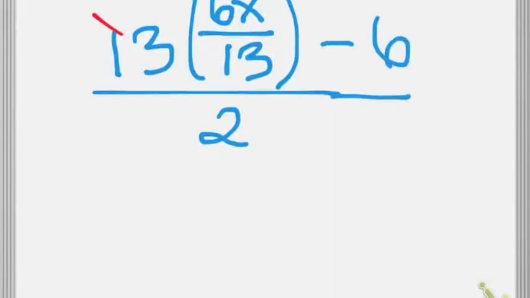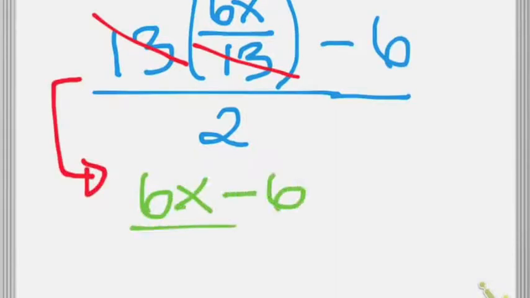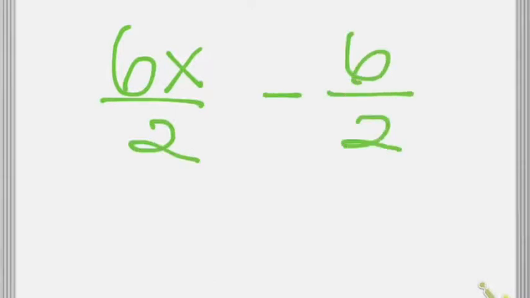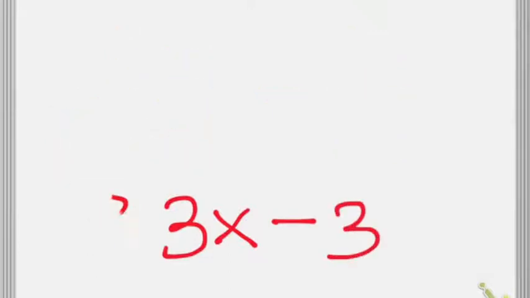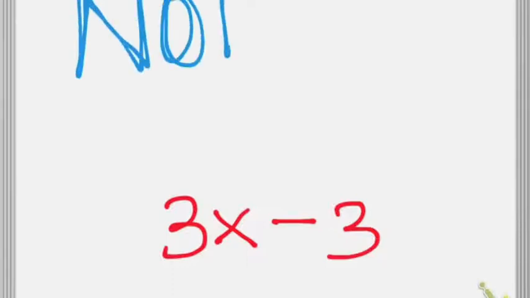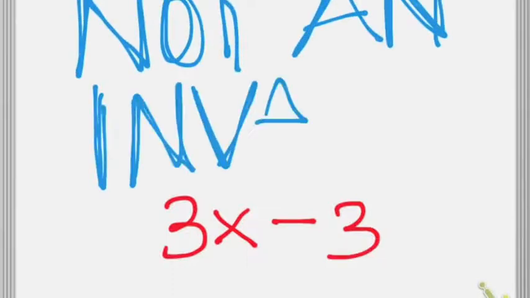To do this, we take this equation, and since 13 and 13 cancel out and equal 1, after doing that, we get this. To further simplify it, in the end, we get 3x minus 3. And since 3x minus 3 does not equal x, these two equations are not inverses.